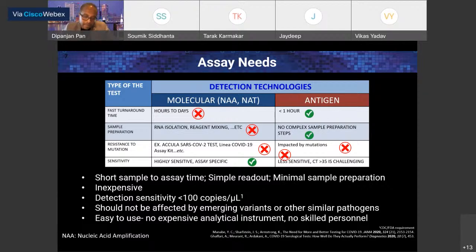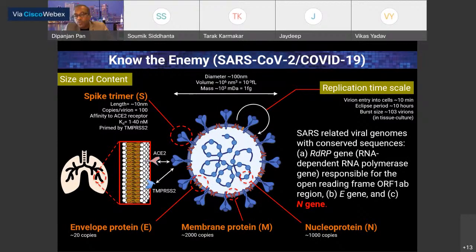It cannot be costly. The detection sensitivity requirements are all set by CDC and FDA. Detection sensitivity must be less than 100 copies per microliter, and it should not be affected by any emerging variants or other similar pathogens. If we are saying that our test works great for SARS-CoV-2, but also works great for MERS virus, then we have a problem. So with that in mind, we developed some tests, and we're going to talk about that.